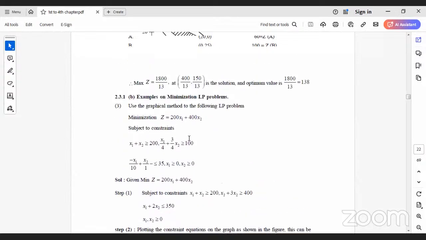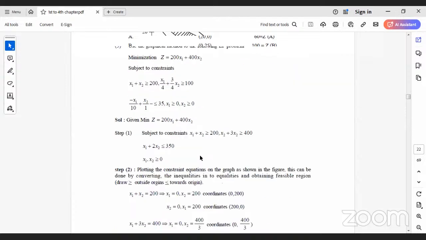200 x1 plus 400 x2 subject to constraints x1 x2 greater than 200 x1 by 4 3/4 x by 2 less than 100 minus x1/10 x2 by 1 less than or equal to 35. The greater than is 0.